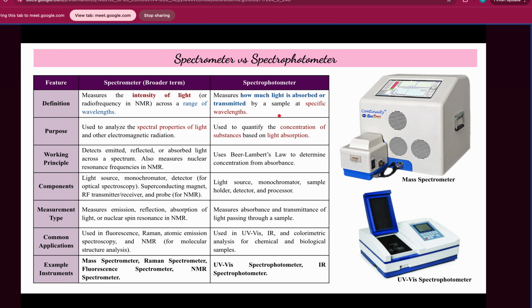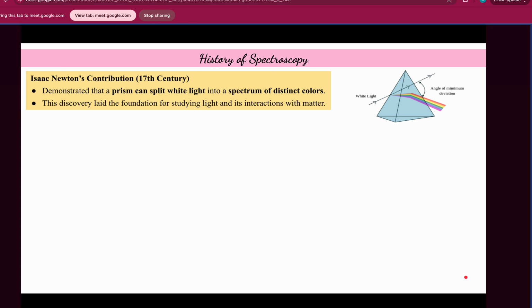And in later slides, when we look into UV visible spectroscopy, we'll see that we use devices known as spectrophotometers. Similarly, in IR also, we use spectrophotometers, whereas in spectroscopy such as mass spectroscopy, Raman spectroscopy, fluorescence spectroscopy, and NMR spectroscopy, in these scenarios, we use spectrometers. So this is how they originally look.